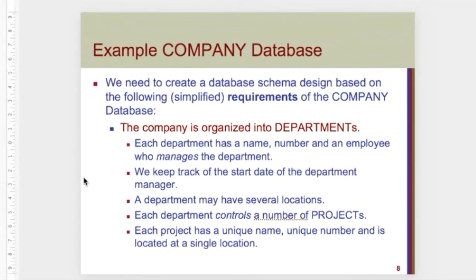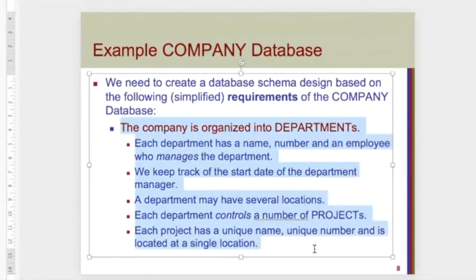Basically, these are all the nouns in the description. For example, here you see the description of the company database. How do you get this description? Basically, you talk to the company employees, you interview them, you talk to the company representatives, you look at their reports, at their forms. From there, all the data requirements are collected, and those requirements are written down. This is the description of their data requirements.